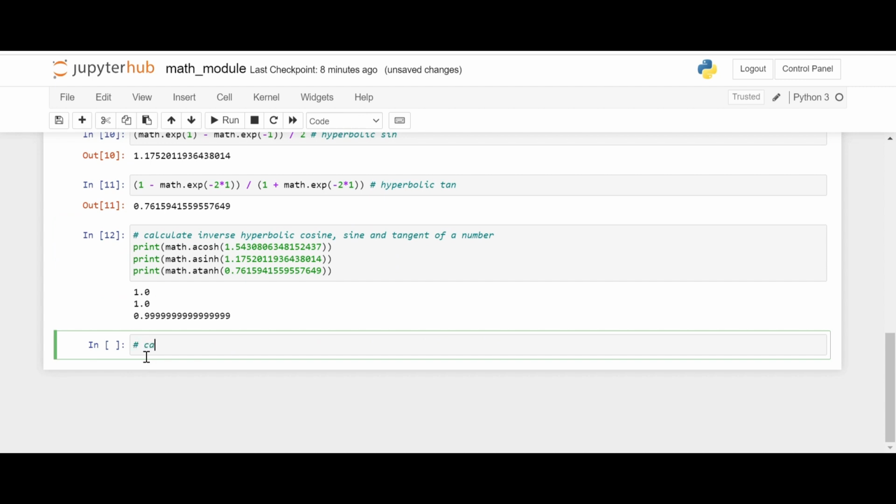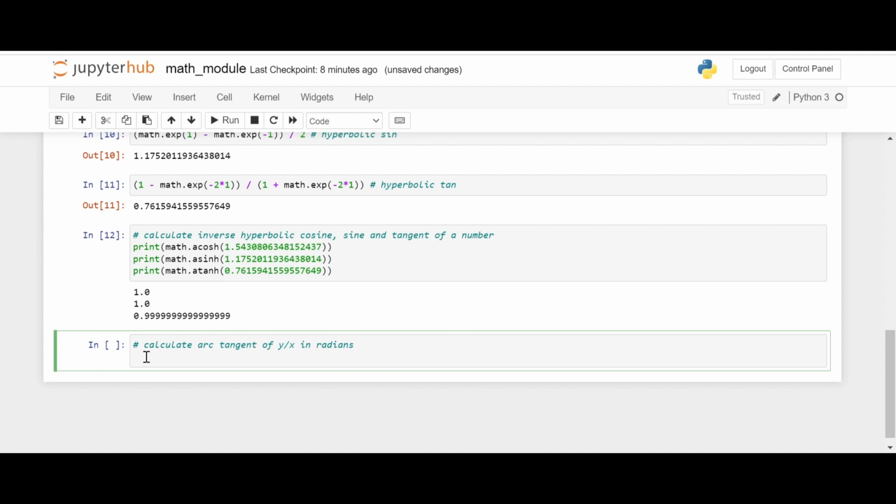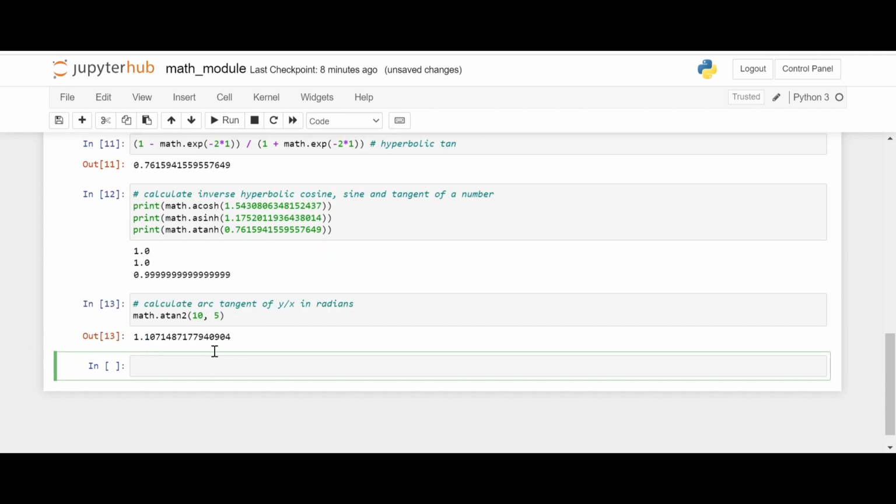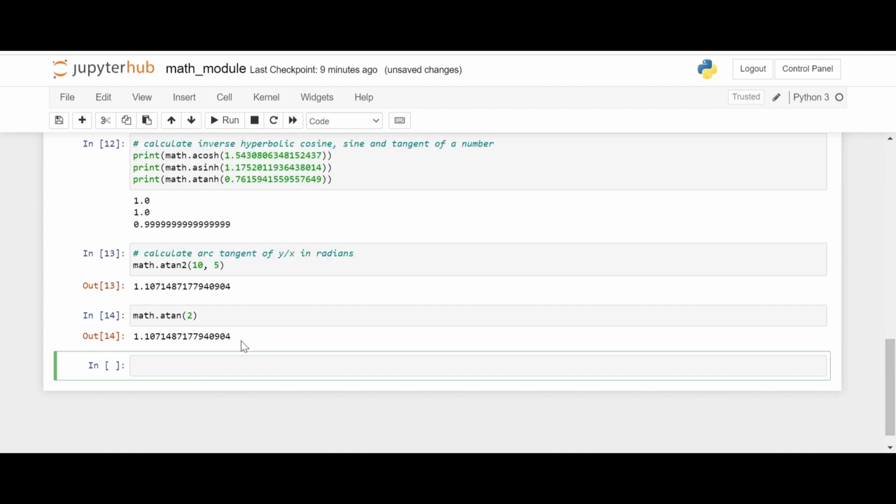Now calculate arc tangent in radians. So we can do this by atan2. 10, 5. 10 is y, 5 is x. So we get this value. So basically this is doing this, math dot atan2. We get the same result.